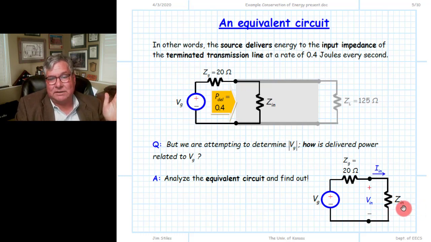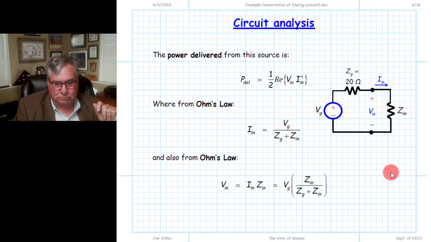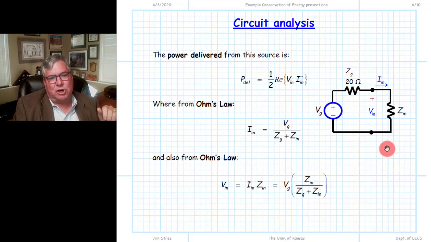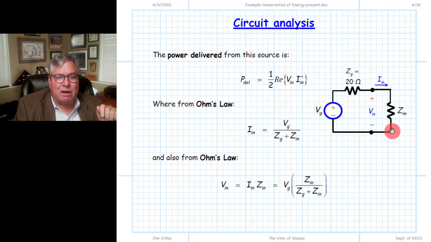The first problem, of course, is what is the value of this input impedance? Sorry, I got ahead of myself there. Before we determine the value of the input impedance, I just want to show that we can now relate the power delivered by the source to the value of Vg. So we know that the power delivered by this source is going to be equal to Vin times the complex conjugate of Iin, take the real part and divide by 2. Again, from the circuit, we can determine the input current and the input voltage. We insert both of these in there, and that is our delivered power. And notice that relationship will depend on this unknown value Vg, or more specifically, as we'll see, the magnitude of that unknown value Vg.